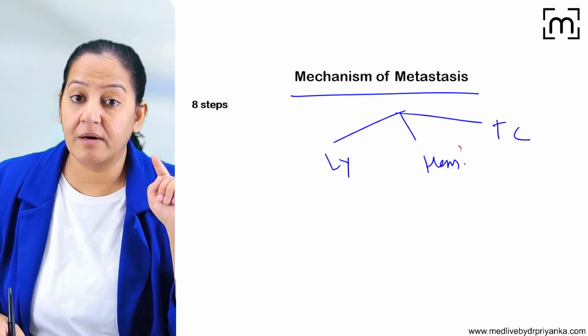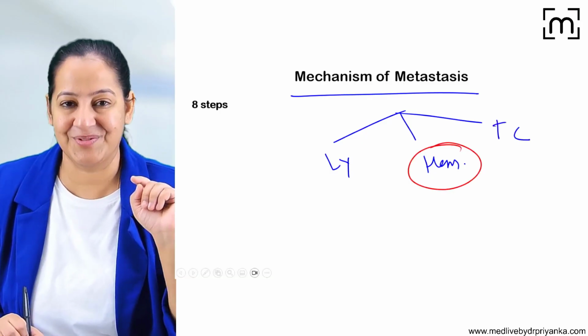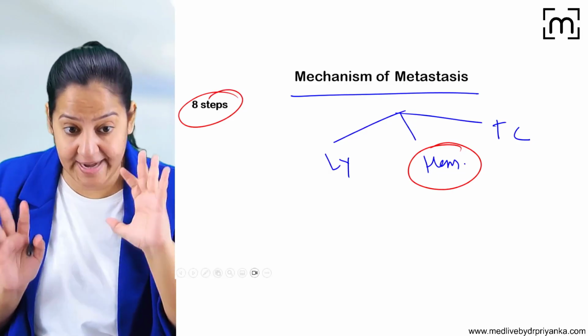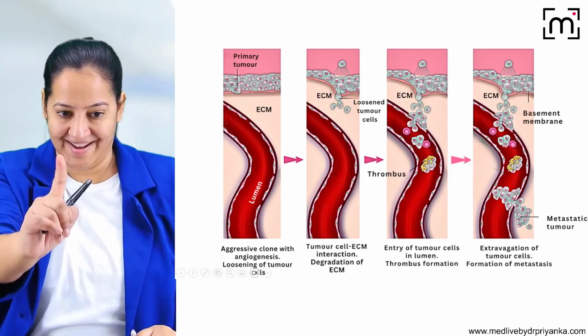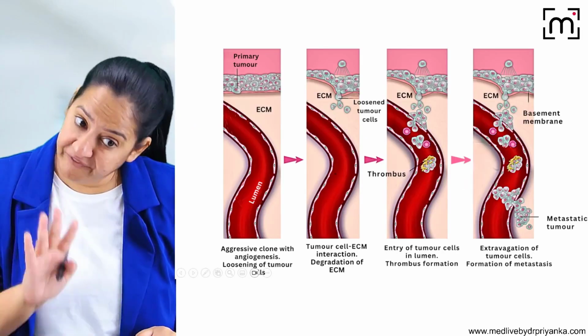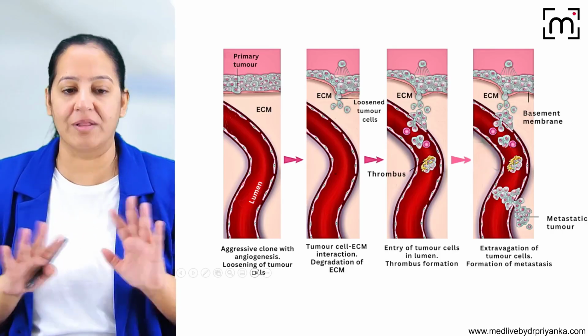I want you to learn the steps of the hematogenous route. Tell me the 8 steps. There are 8 steps. I will show you all 8 in one diagram. First see the diagram, then I will show you a video also. In the video also, I will summarize all the 8 steps.